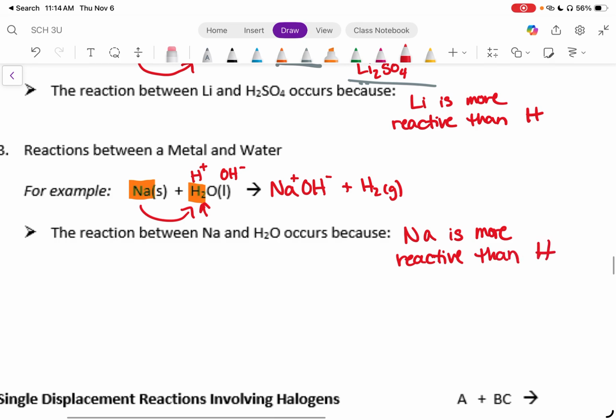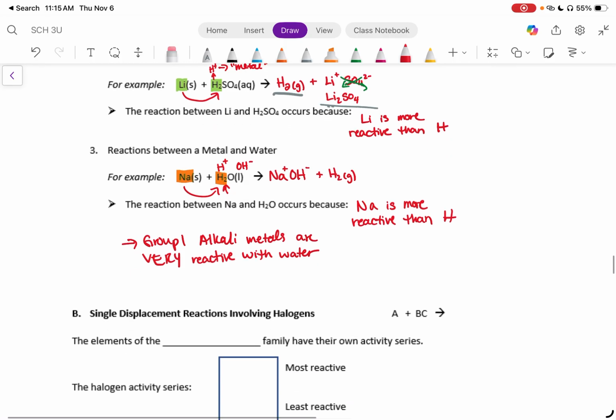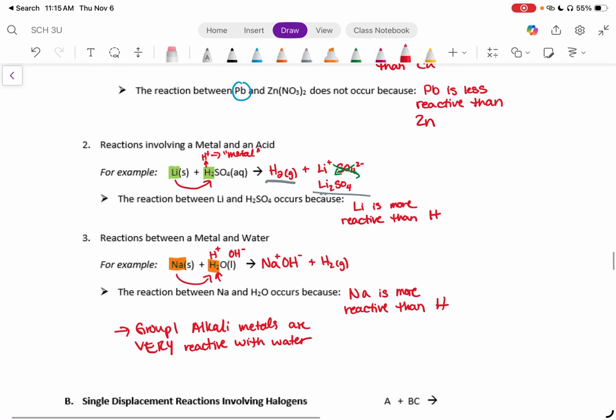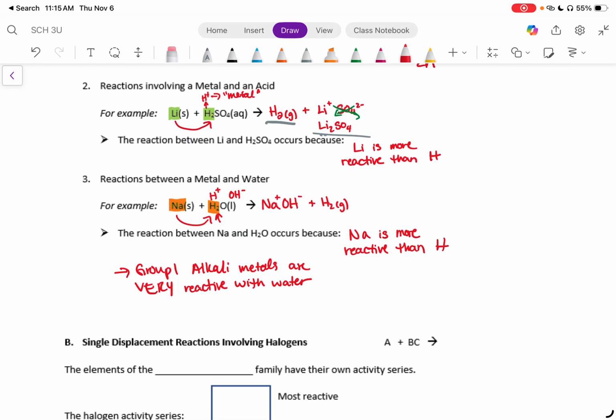than hydrogen. Also, a good thing to note is your group 1 alkali metals are very reactive with water. And you remember that from the videos that I showed you in class of the different types of reactions with water from all the group 1 elements.